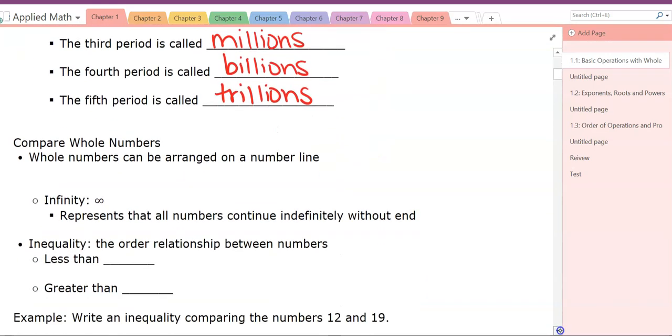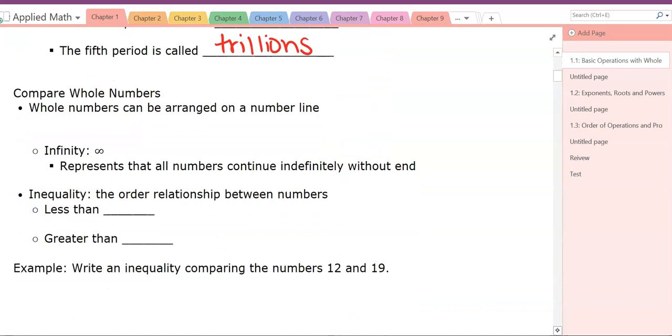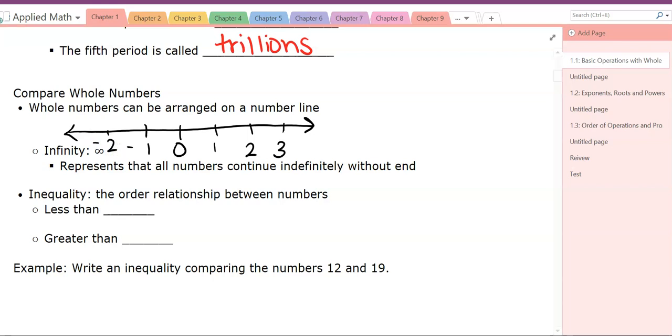So the first thing we can do is talk about comparing numbers, and those numbers can be arranged on a number line. So remember, number lines go on forever in both directions. 0 would be in the middle, and then you would have numbers like 1, 2, and 3 to the right, -1, -2, -3 to the left. Now the symbol infinity is like a sideways 8, and that represents that all numbers continue indefinitely without end. So they go on forever and ever in both directions.